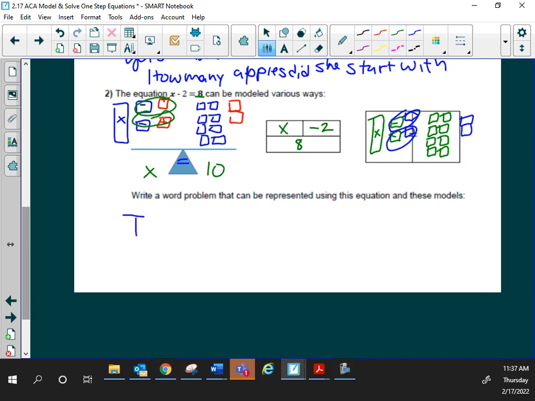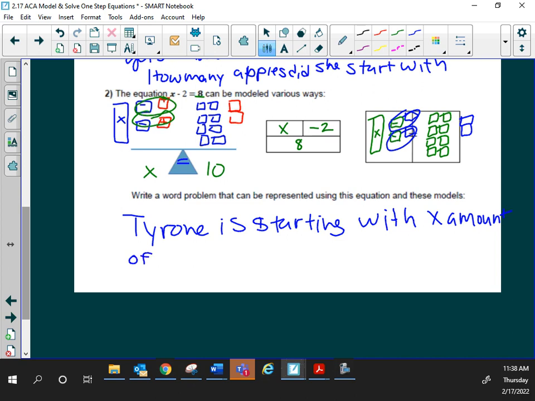So let's start with Tyrone. He is starting with how many? Do we know how many? Yes. He's starting with X amount of Pokemon cards. Okay, he gambles 2 away. He gambles and loses. He gambles 2 away, a rare Pokemon.